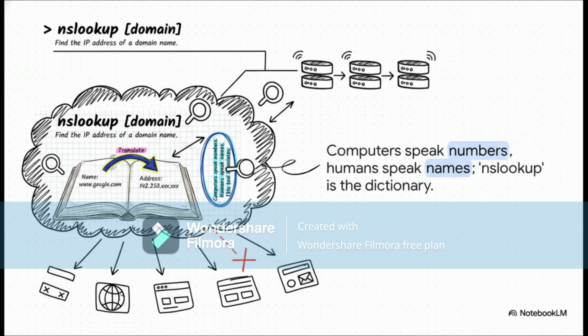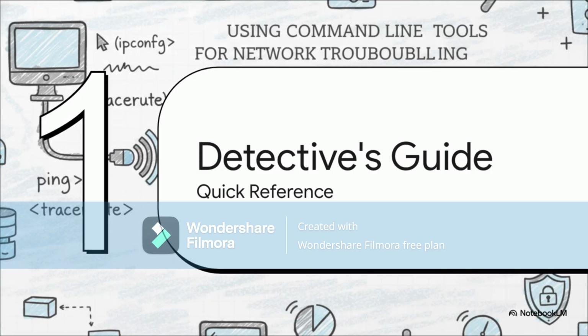If nslookup can't find the right address for a website, guess what? Neither can your browser, and you'll get an error, even if your actual internet connection is working perfectly fine. So, there you have it. 4 questions, 4 powerful tools. Let's pull this all together into a quick reference guide so you have your toolkit ready to go the next time your network starts acting up.